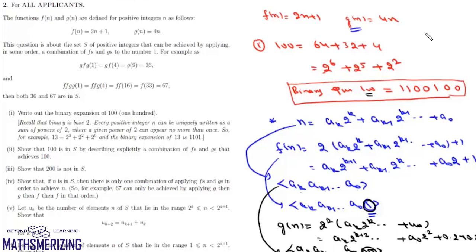Now we need to express 100 explicitly as a combination of f's and g's. Now what we'll do is we'll start with 1. Now we need 1, 1. So we have to introduce 1. So we'll take f1. Now we have 1, 1. We'll need 2 zeros after that.